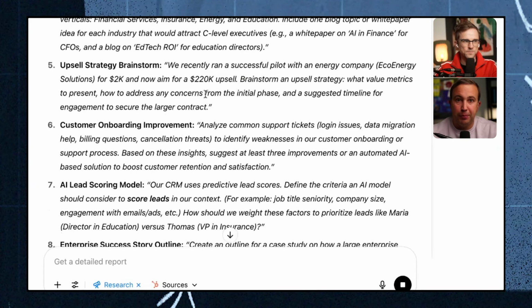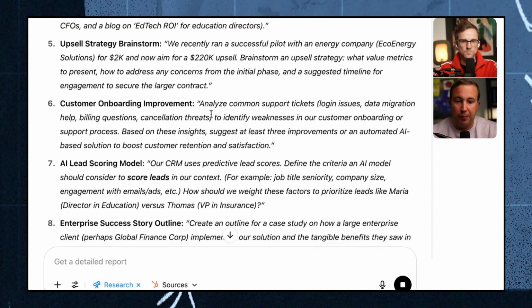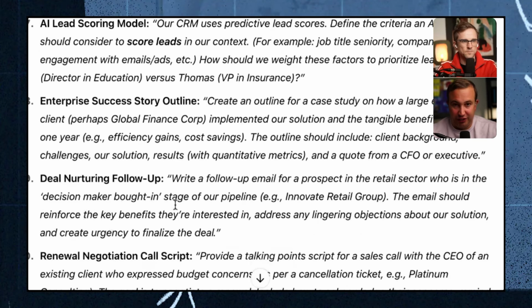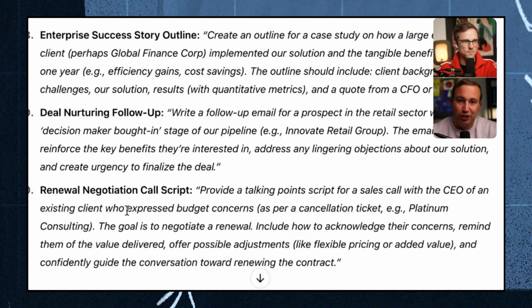Yeah. And it's going to be a massive disruption amongst how go-to-market, sales and marketing teams work over the next couple of years. Yeah, that's my frame, and you've heard me. You and I have talked about this when we were in San Francisco. I do think this precision-based marketing and precision-based sales is going to be a new framework, and is going to be something that AI is going to help you scale. And these are good examples, because you can have AI fundamentally figure out on a per account basis what your strategy should be because it has all of the data. So I thought the upsell strategy brainstorm prompt that we have here was a prime example of that. Customer onboarding, lead scoring, enterprise success case studies, deal nurturing follow-up, and then renewal negotiation call script.